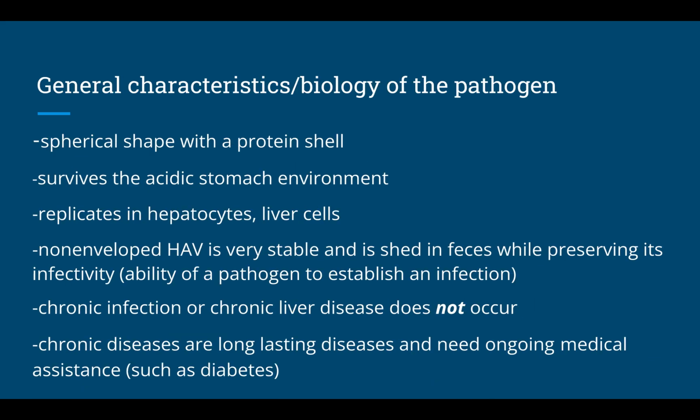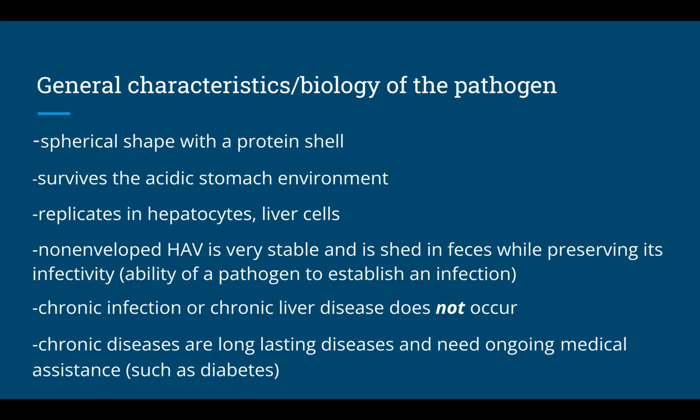So some more characteristics of hepatitis A. It survives in the acidic stomach environment, and then it moves on to the liver, where it replicates in hepatocytes, which are liver cells. So non-enveloped hepatitis A is very stable and is shed in feces, while it is preserving its ability of a pathogen to establish an infection.